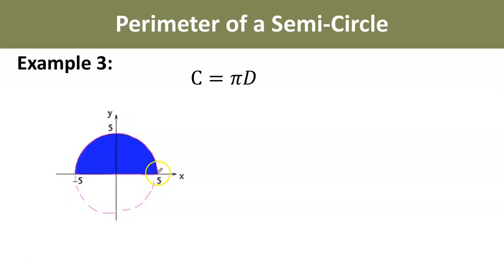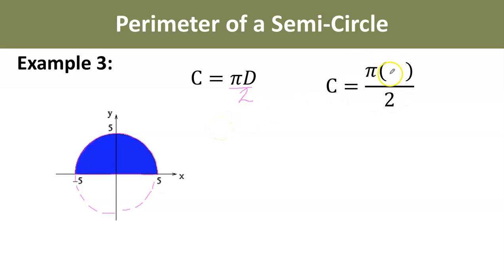So we need to think about what portion of the entire circle this curved line is on this semicircle. And this curved line is just half of the circumference of the circle. So if this is the formula for the entire circumference of the circle, we need to split that in half because we only need half of that circumference.